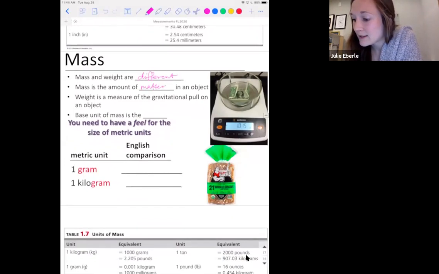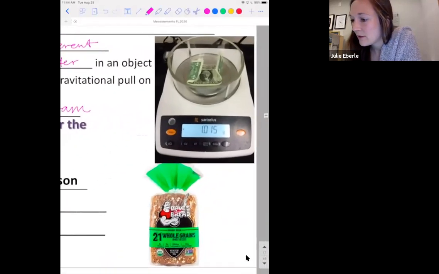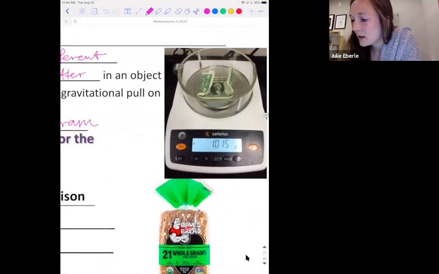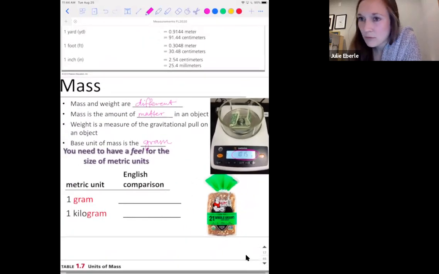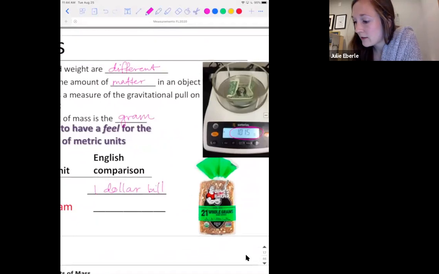Base unit of mass is the gram. Now, how much is a gram? Okay, well, if you see in this picture, we have put a dollar bill on a balance, and you can see it weighs a little over, but about 1 gram. And think, a dollar bill doesn't weigh very much. So you can understand a gram doesn't weigh very much. How much is a kilogram? A kilogram is 1,000 times, and it's roughly the weight of a loaf of bread, okay?